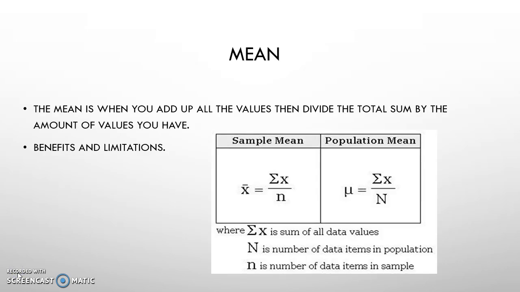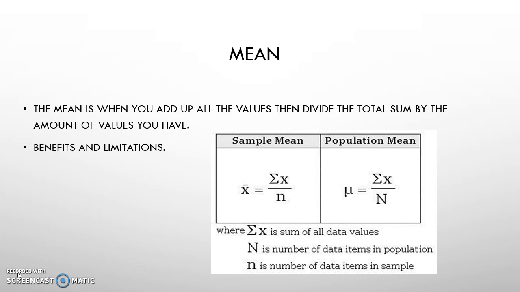So with the mean, we've mentioned this before briefly. The mean is when you add up all the values that you've got, and then you divide your total by the amount of values that you have. So if you've got 3 values, and together they add up to 30, then you would do 30 divided by 3, which would be 10. So that would be the mean.